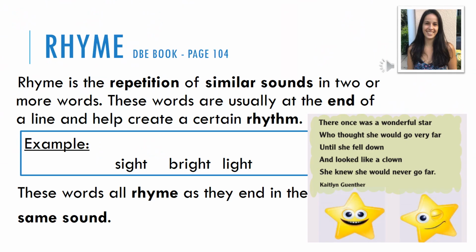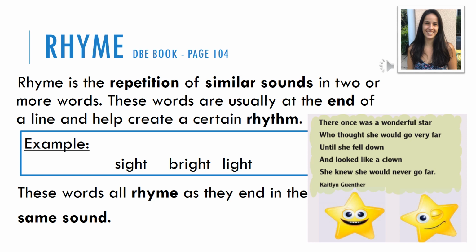First, we're going to look at rhyme. You guys know lots about rhyme. We've done it before. Rhyme is the repetition of similar sounds in two or more words. These words are usually at the end of the line in your poem to help create the rhythm. Remember, the rhythm is the way you're saying the poem because of how it's been written.